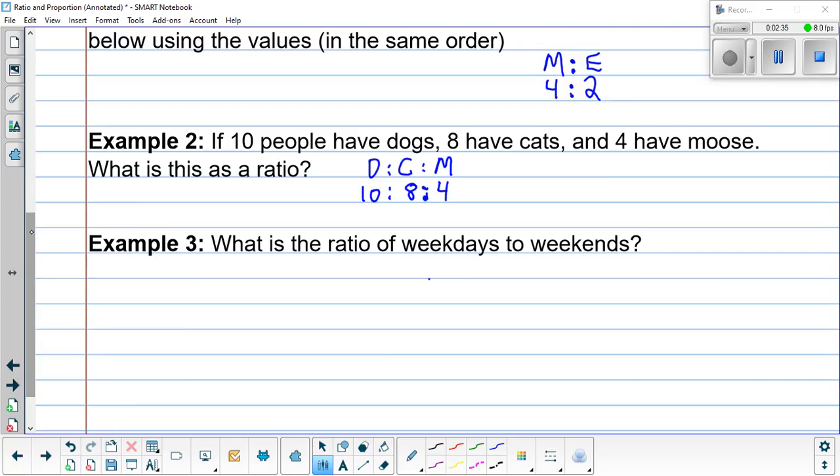Sometimes with ratios, like example 3, what is the ratio of weekdays to weekends, requires us to use some of our prior knowledge, right? So we have to know how many weekdays there are and how many weekend days. So we could say WD for weekdays, WE for weekends, and set it up as such. So how many weekdays are there? Well, Monday to Friday, so we have 5. How many weekend days are there? Typically 2.